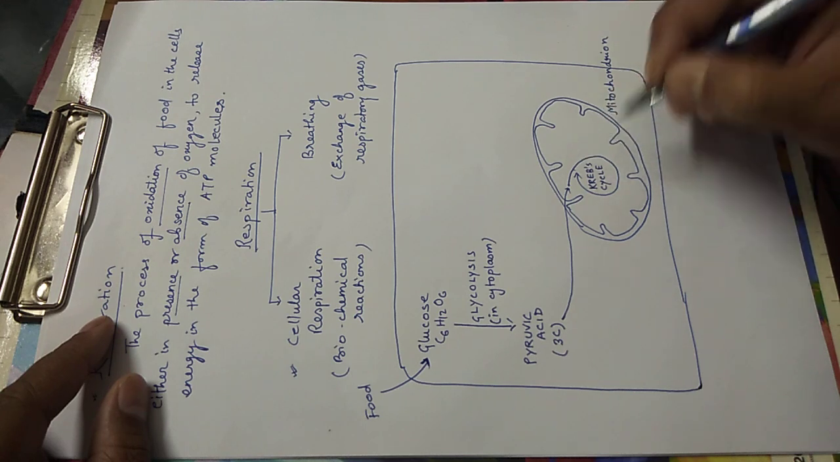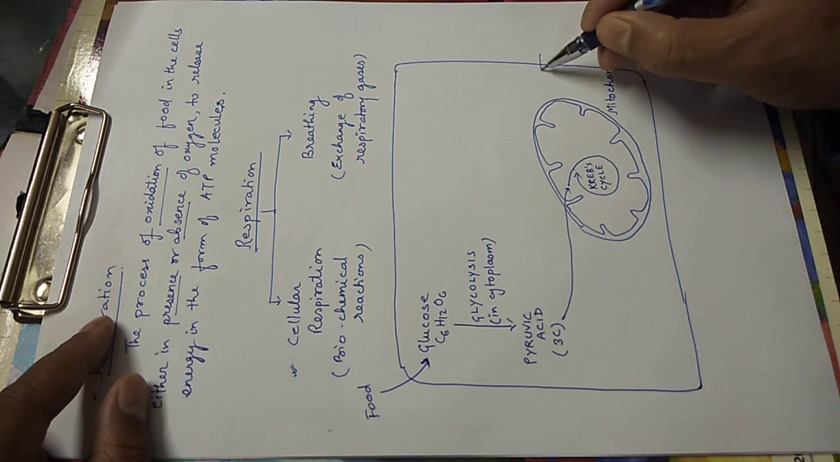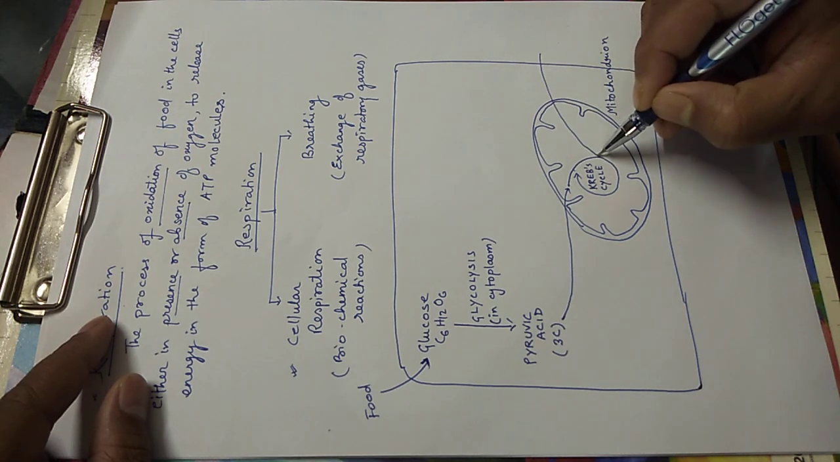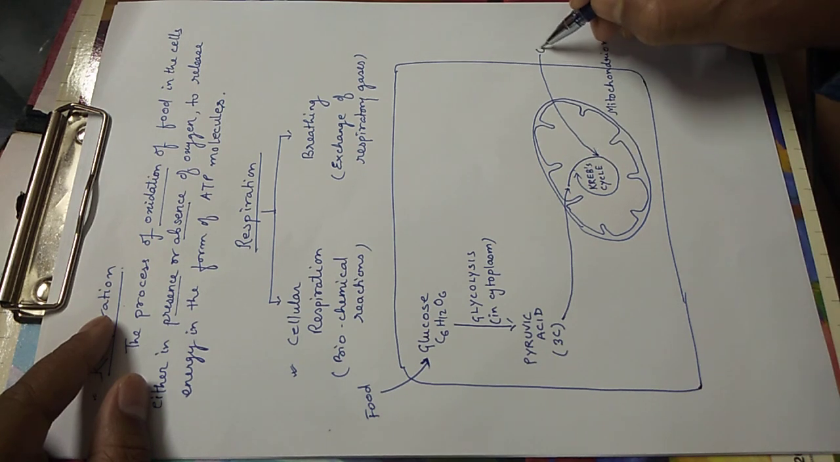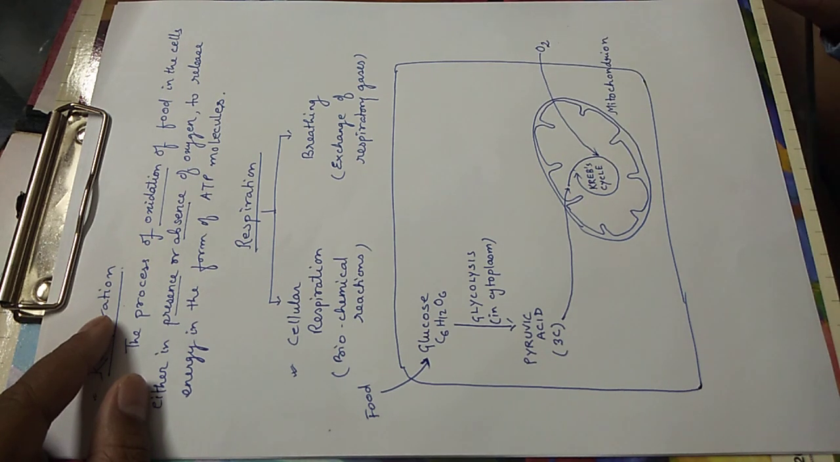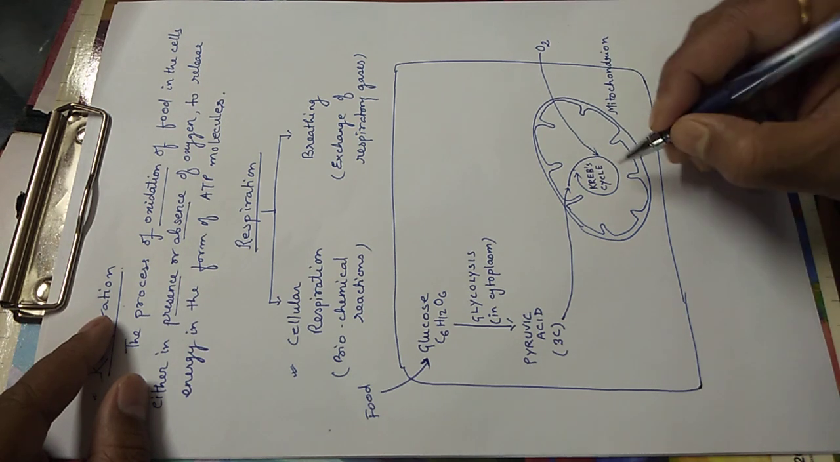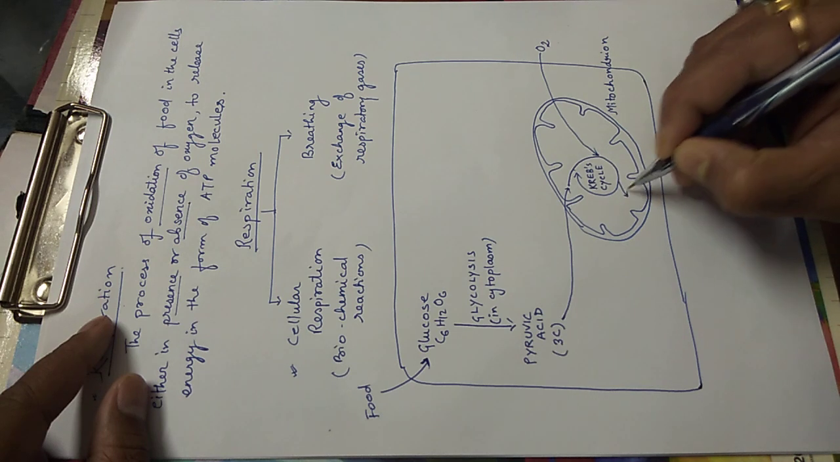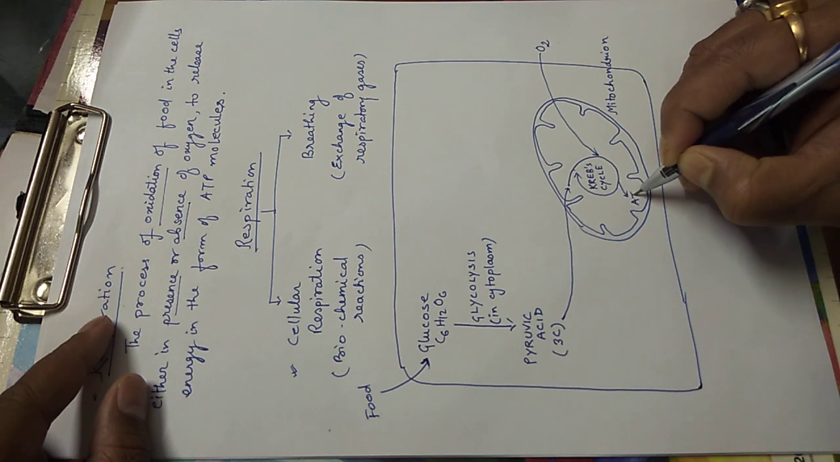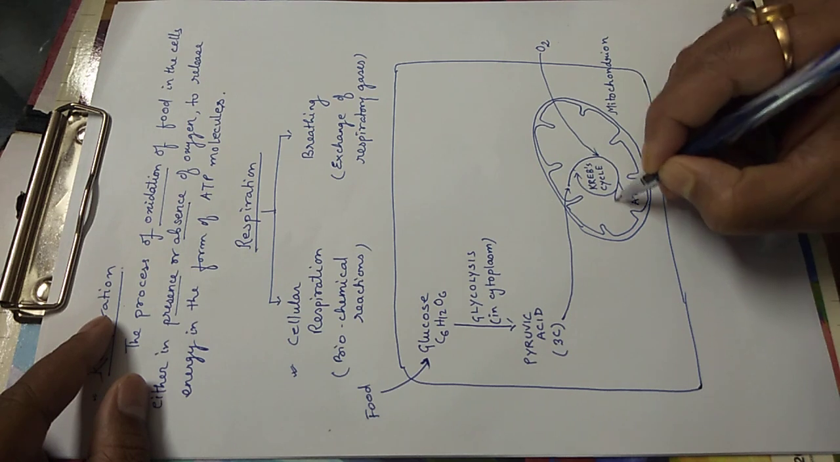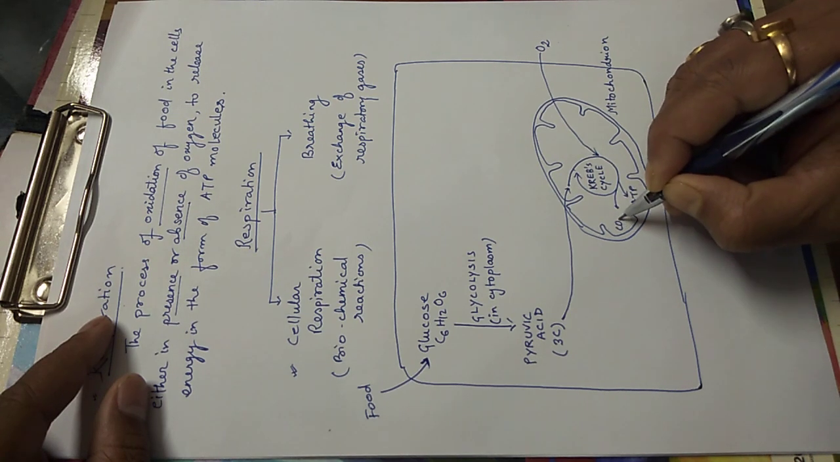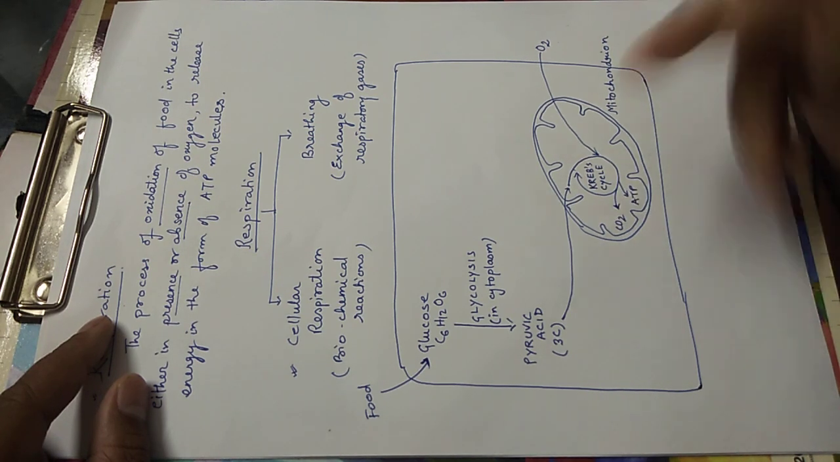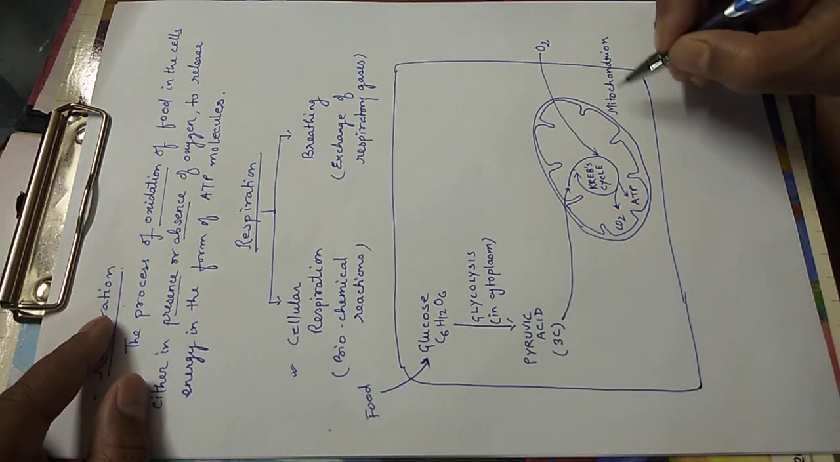Now for this Krebs cycle to occur, you will learn the details in higher class, you need oxygen, and therefore it is called aerobic reaction or respiration. And in the process, what we are getting? We are getting ATP molecules, and we will get carbon dioxide. So this is your aerobic respiration.